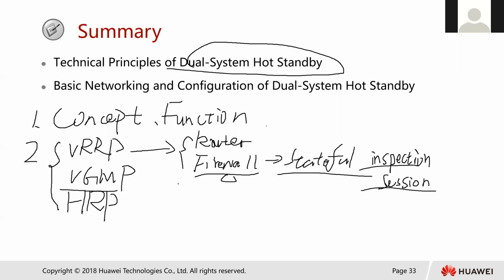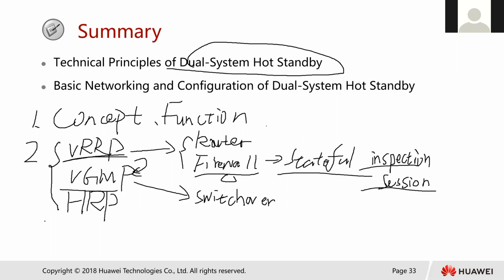So we need VGMP. VGMP is used for switchover. It adds many VRP groups into one VGMP group. When one VRP group changes from master to standby, all the VRP groups change to standby, the same. So this is for VGMP.